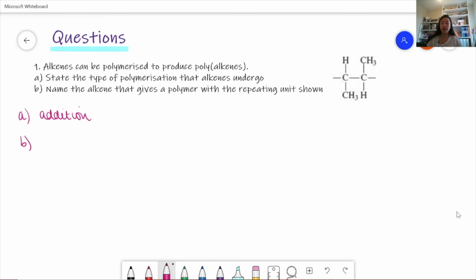And then for B, name the alkene that gives a polymer with a repeating unit shown. So if that's a repeating unit, then that means that the polymer looks something like this. So you've got hydrogen and a methyl, and another hydrogen and a methyl, and a hydrogen, and so on.